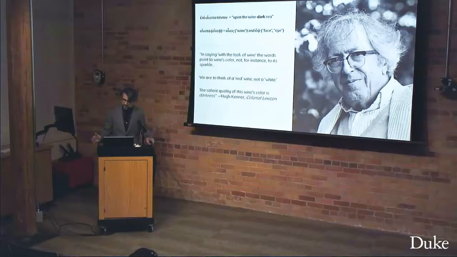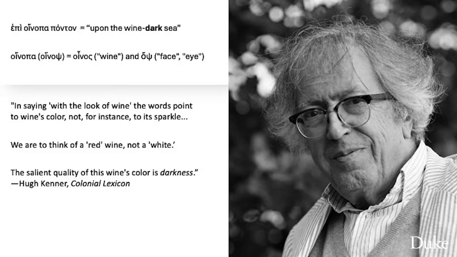But thinking about the name of the motorbike and where pleasure actually resides in this connection also puts me in mind of something that the great scholar of literary modernism, Hugh Kenner, wrote in Colonial Lexicon, an essay about the Oxford American Dictionary. Kenner analyzes the challenges of translating one of Homer's most well-known phrases, epi oinopa ponton, upon the wine-dark sea. That central word, oinopa, or oinops in the nominative, is a combination of two separate Greek nouns, oinos, wine, and ops, face or eye.